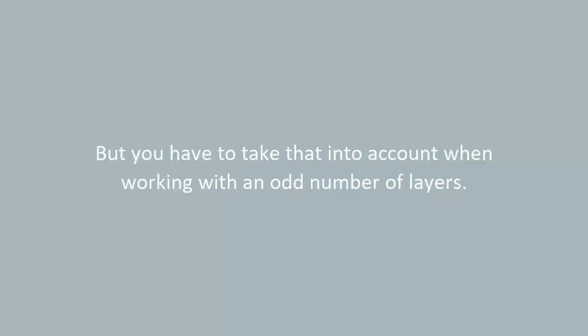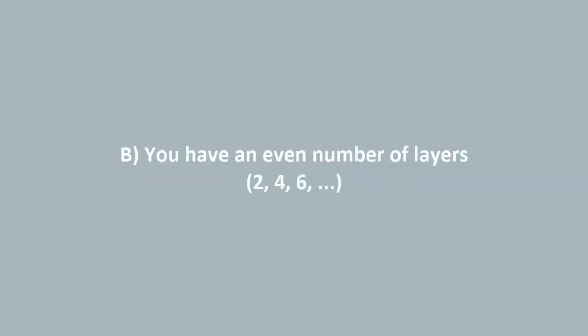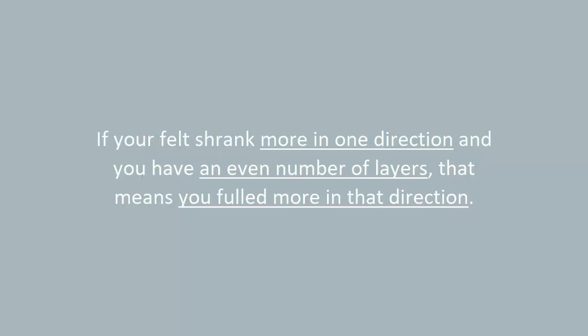This isn't a problem. In fact, that's exactly what you would expect. But you do have to take that into account when working with an odd number of layers. You have an even number of layers. If your felt shrank more in one direction and you have an even number of layers, that means you fold more in that direction. In this case, you can always fold a little bit more afterwards to make your sample even. Now, you need to watch for this during the fulling process.